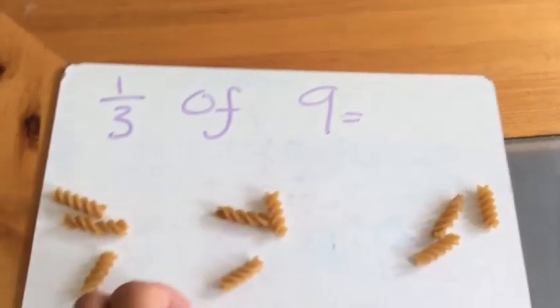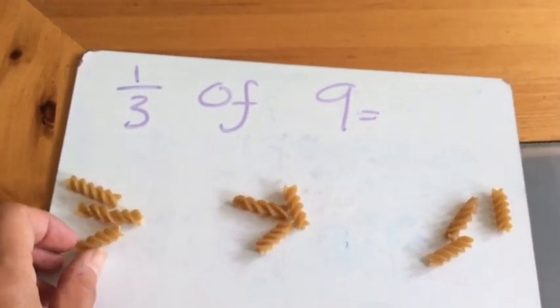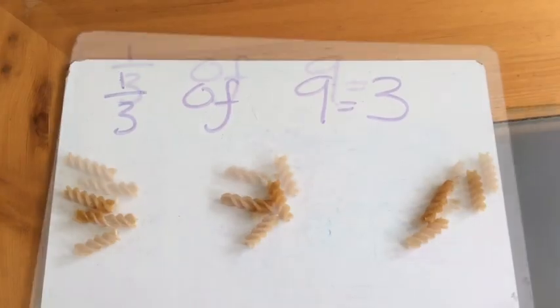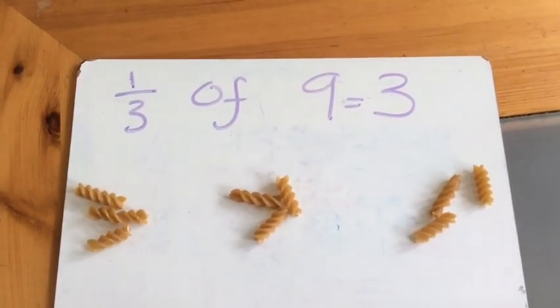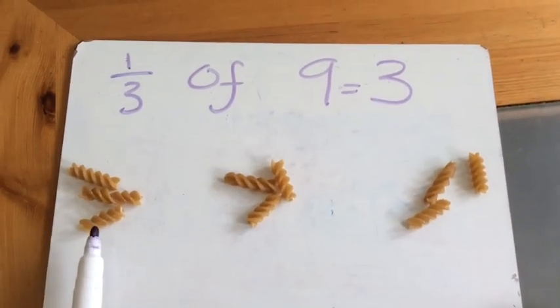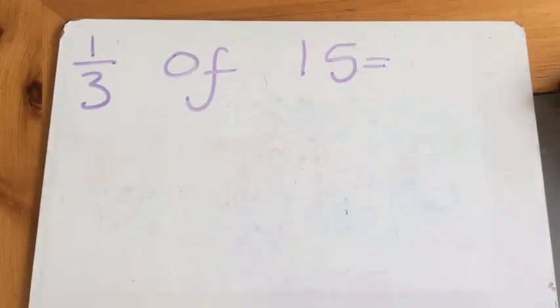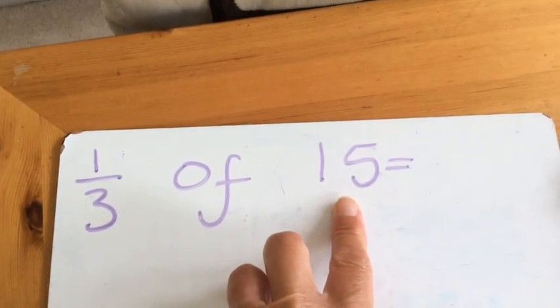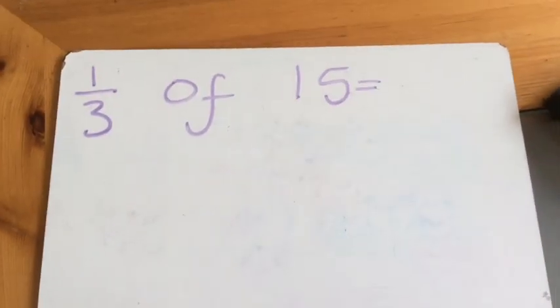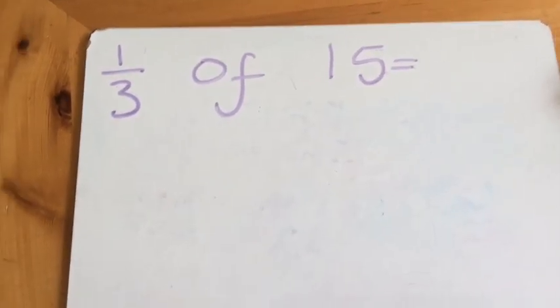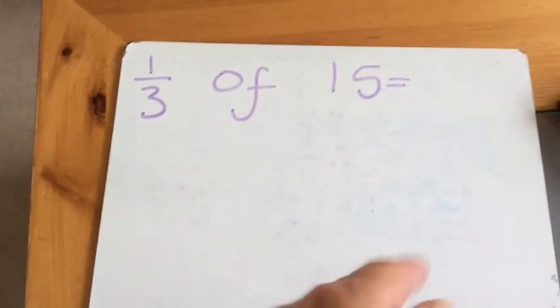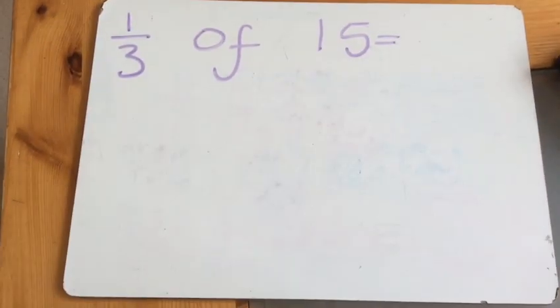So there's my 3 groups, or my thirds. And in 1/3 there are 1, 2, 3. So we can say that 1/3 of 9 equals 3. Now you need 15 objects, your pasta, your Lego, pennies, whatever you're using. And can you work out 1/3 of 15 by sharing the 15 out into 3 groups?